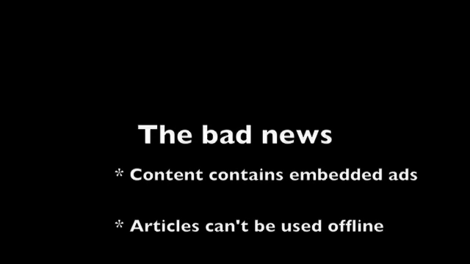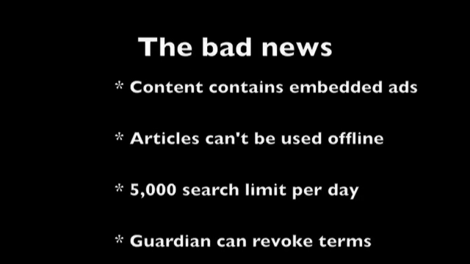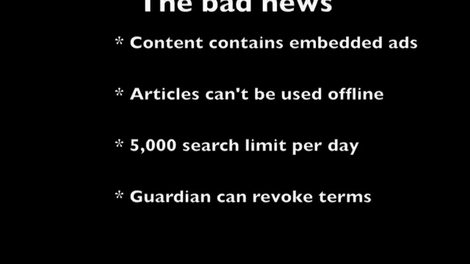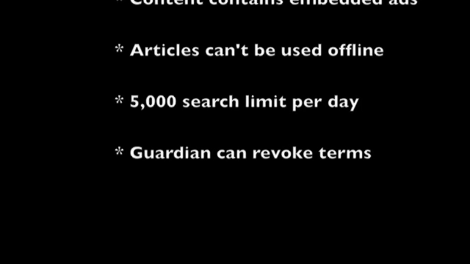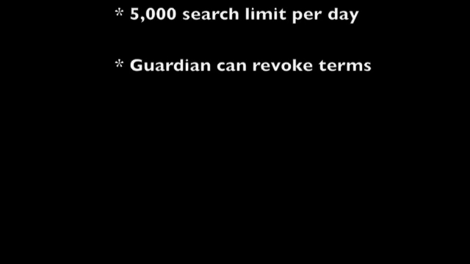So what's the catch? Surely there has to be some sort of monetary incentive for the Guardian. Well, all the Guardian's content is free to use but contains embedded ads. Articles taken from the Guardian's database can't be saved for offline use for more than a day. There's a 5,000 search limit per day on articles. Additionally, the Guardian can revoke the terms of use at any time. The Guardian aims to generate revenue streams through advertising deals with organizations that use the content.